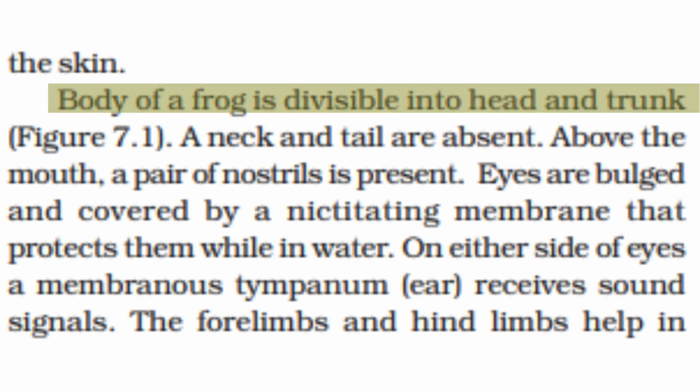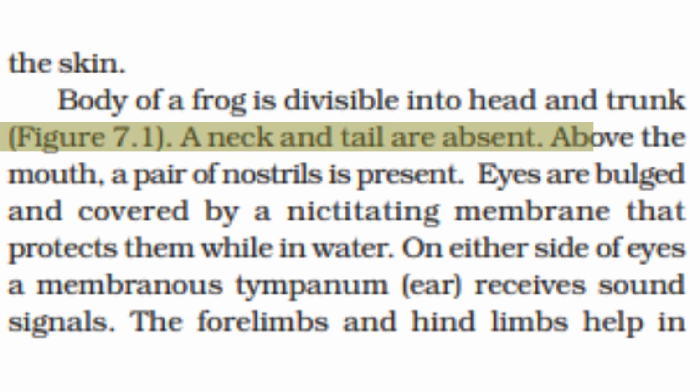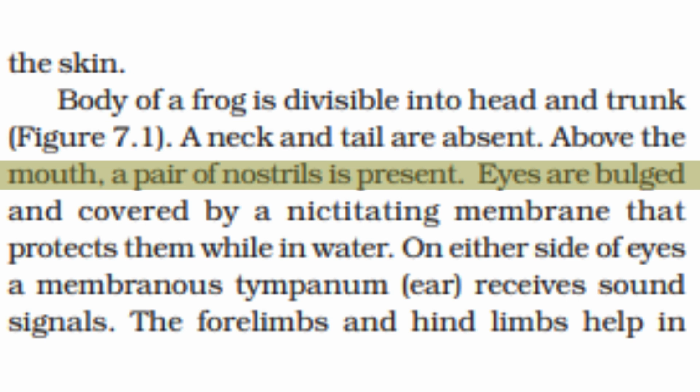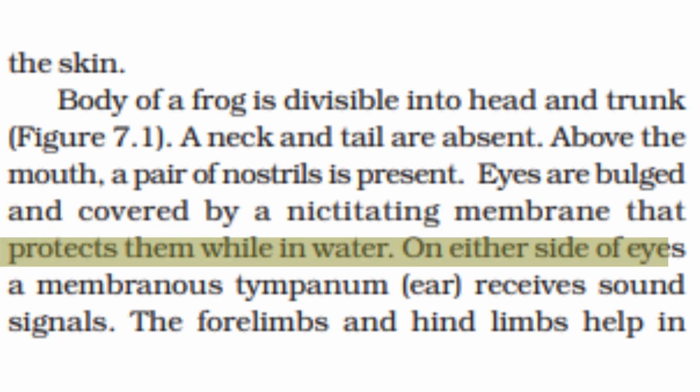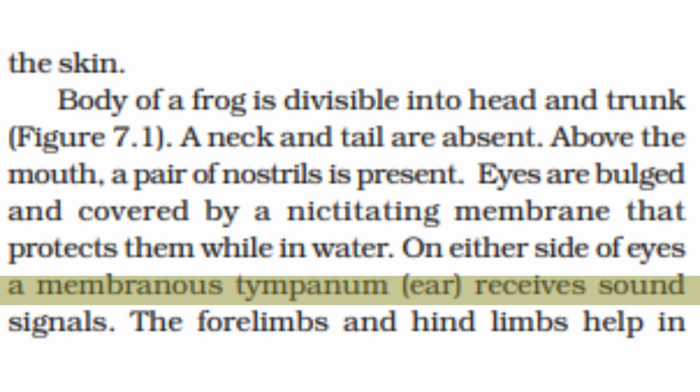The body of a frog is divisible into head and trunk. Figure 7.1. A neck and tail are absent. Above the mouth, a pair of nostrils is present. Eyes are bulged and covered by a nictitating membrane that protects them while in water. On either side of the eyes, a membranous tympanum, the ear, receives sound signals.